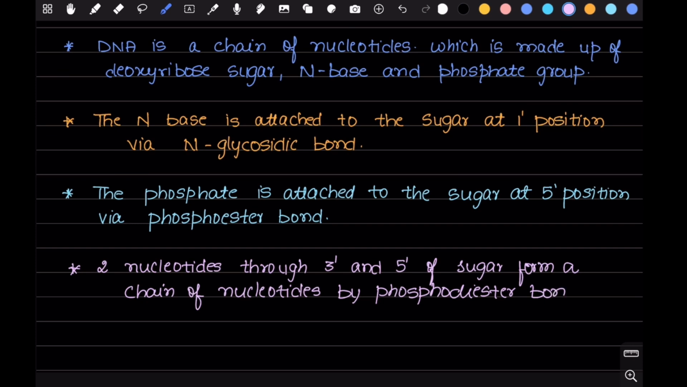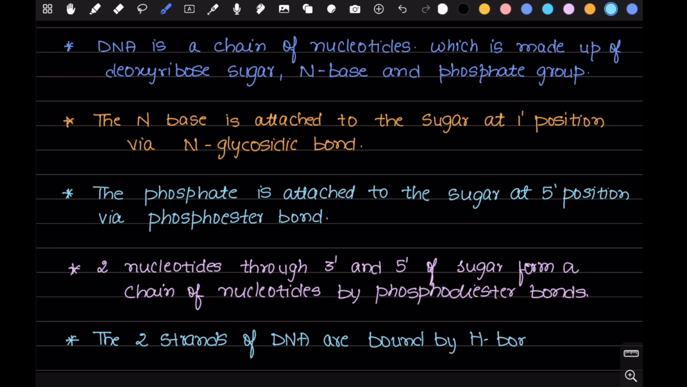The two strands of DNA are bound by hydrogen bonds between the nitrogenous bases of opposite strands. So this is a clear explanation of the structure of DNA.